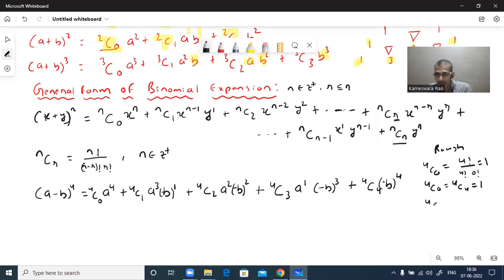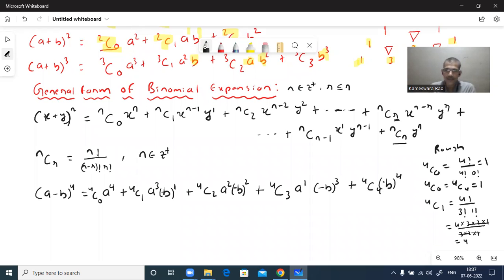Next you have to find 4C1: 4 factorial by (n minus r), that is 4 minus 1, which is 3 factorial, by r factorial, that is 1 factorial. We can find 4 factorial by writing the product of the numbers from 4 to 1. Similarly, 3 factorial is 3 into 2 into 1. These factors will get cancelled and finally you will get 4.